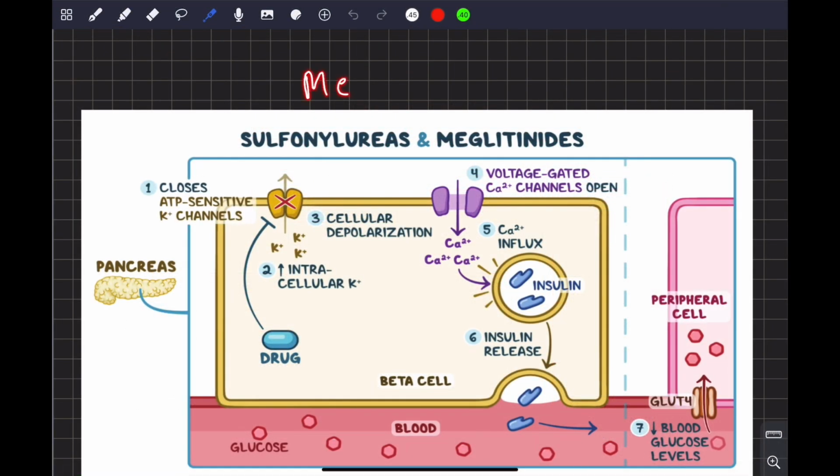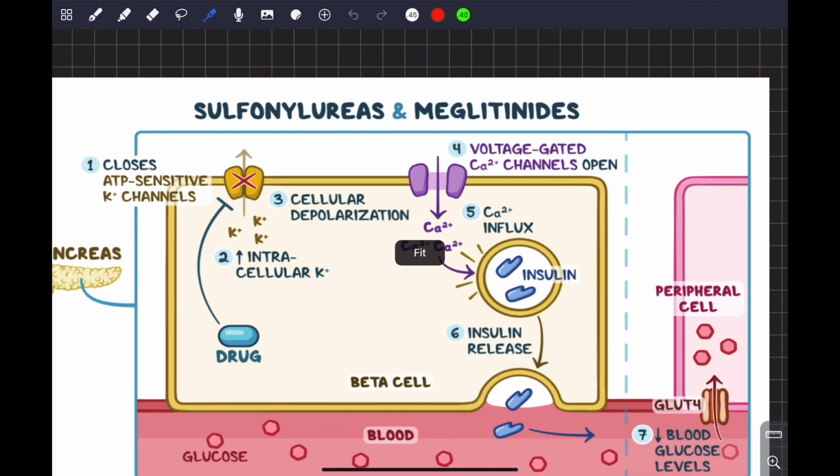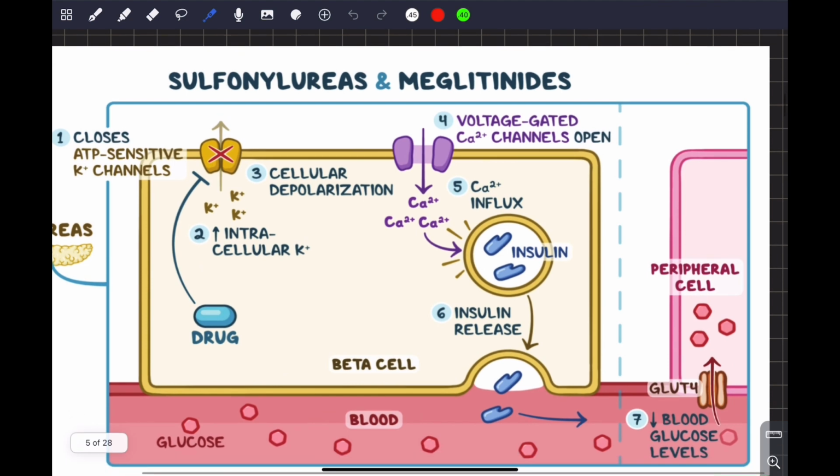So let's learn the mechanism of how our insulin secretagogues, sulfonylureas and meglitinides, work, right? What happens is that the drug comes and binds to the ATP sensitive potassium channel in our beta cells of the pancreas, right? So potassium will not be able to go out of the cell, and that will lead to increased cations in the beta cells, and that will lead to cellular depolarization. And because a specific voltage is attained, the voltage gated calcium channel will open and there will be calcium influx. Calcium will come inside and will signal insulin release, right?